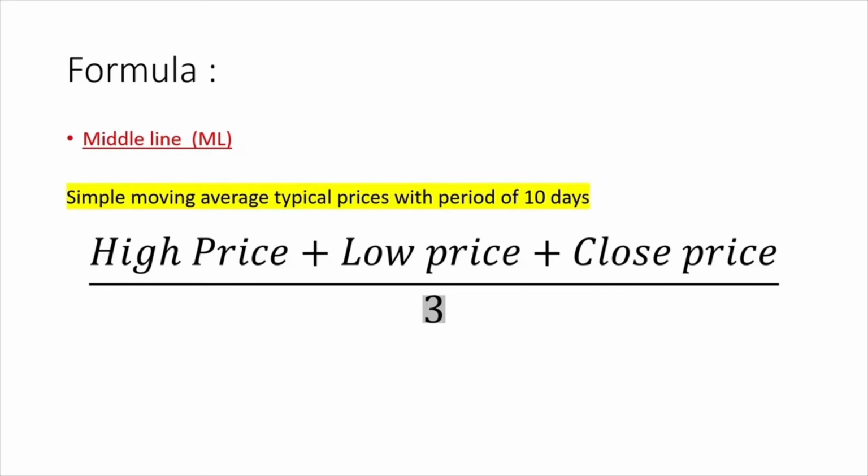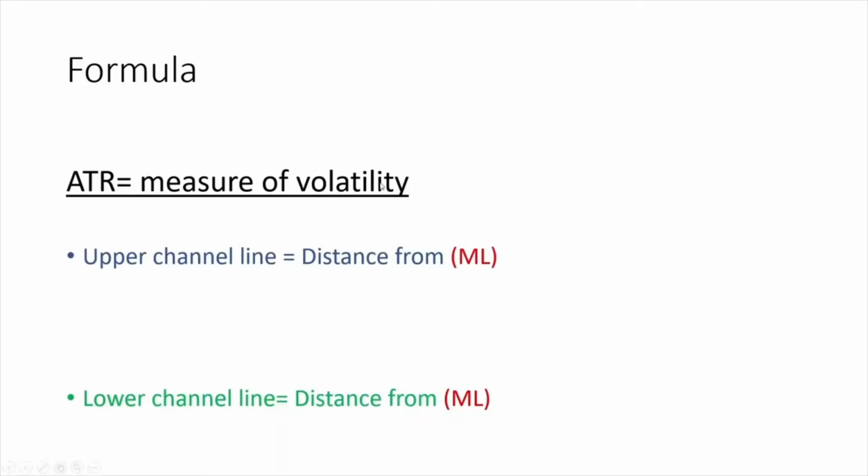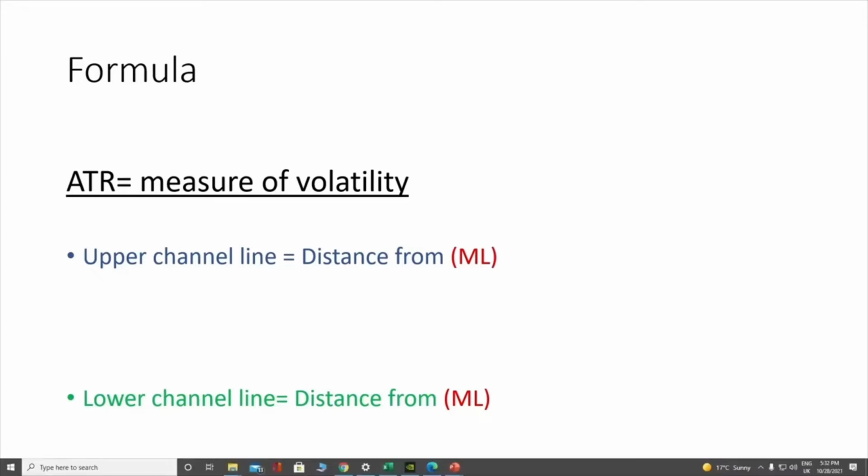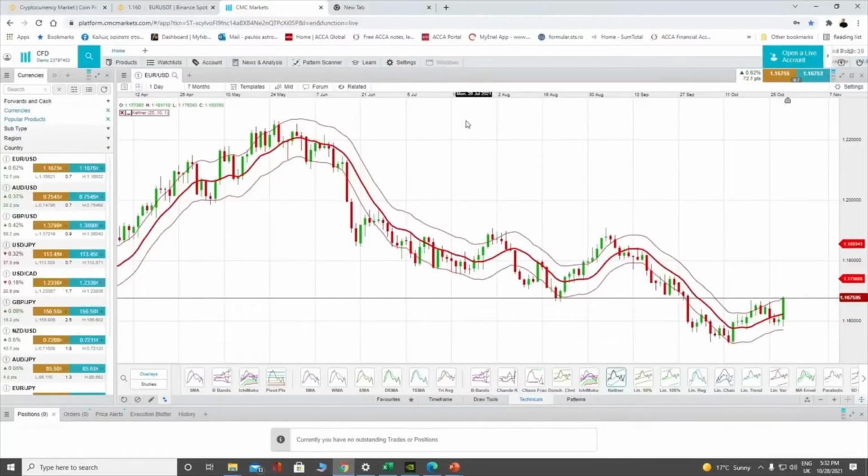Now this is a channel indicator, so we also have the upper channel line and the lower channel line. We also need to check the ATR. It's a measure of volatility. We will check ATR in another episode when we analyze the relevant indicator. Of course, we will open live markets to see how the Keltner indicator works. Again, you don't have to know the formula. I have explained many times that all the indicators will be plotted automatically in the chart. Now let's go into a live market and see how this indicator looks.